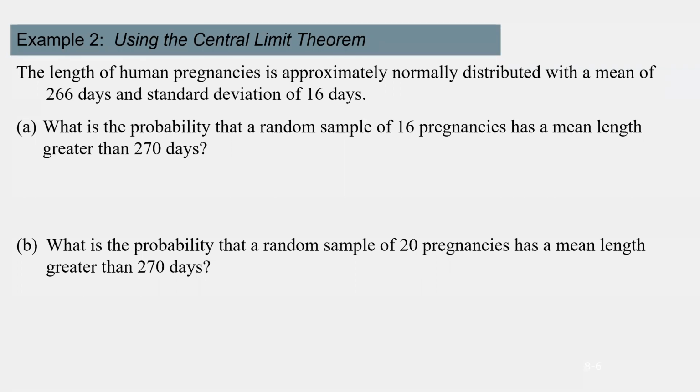I picked this one because I had a kid recently, but this is interesting, I thought. The length of human pregnancies is approximately normally distributed. So they're telling you right off the bat that, obviously, not every pregnancy lasts the same, but the length of human pregnancies follows this bell curve shape, normally distributed, with a mean of 266 days, and they tell you the standard deviation is 16 days. Okay.